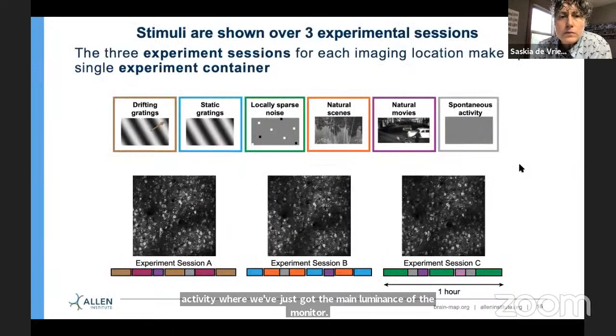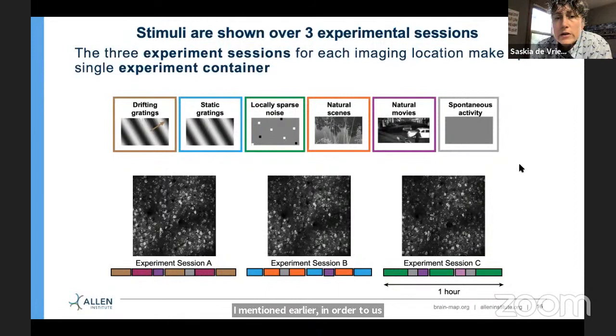I mentioned earlier, in order to use all of these stimuli, we break the experiment into 3 different imaging sessions. Each imaging session is 1 hour in duration. So we come back to the same field of view on 3 different days. You can see this is the max projection from 3 different days of imaging the same group of cells. And you can see this is really well matched across days, but it's not perfect. There's some cells that are more active in one session than the other. So we don't always find the exact same set of cells from one day to the next, but we do have a very high overlap in identifying the cells.